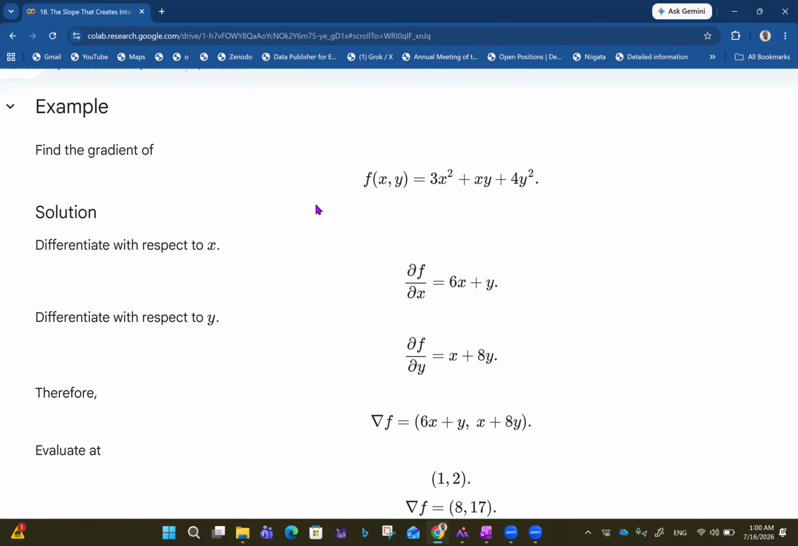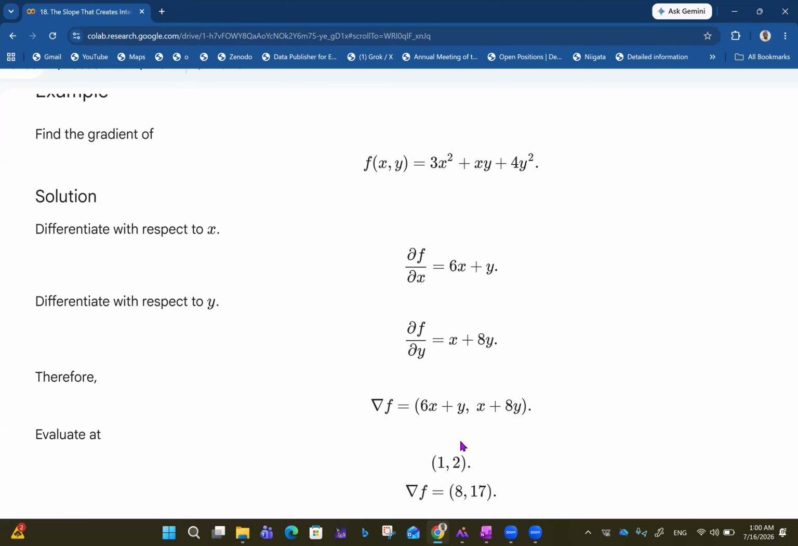So example, find the gradient of f of x comma y equals 3x squared plus xy plus 4y squared. If you differentiate with respect to x, you get 6x here, you get y here, and here you get nothing because there's no x. If you differentiate with respect to y, you get 0 here, you get x here, and here you get 8y. Therefore, grad f is now 6x plus y comma x plus 8y. So if you evaluate at say 1 comma 2, put 1 for x and 2 for y, 6 times 1 plus 2, that is 8 here.